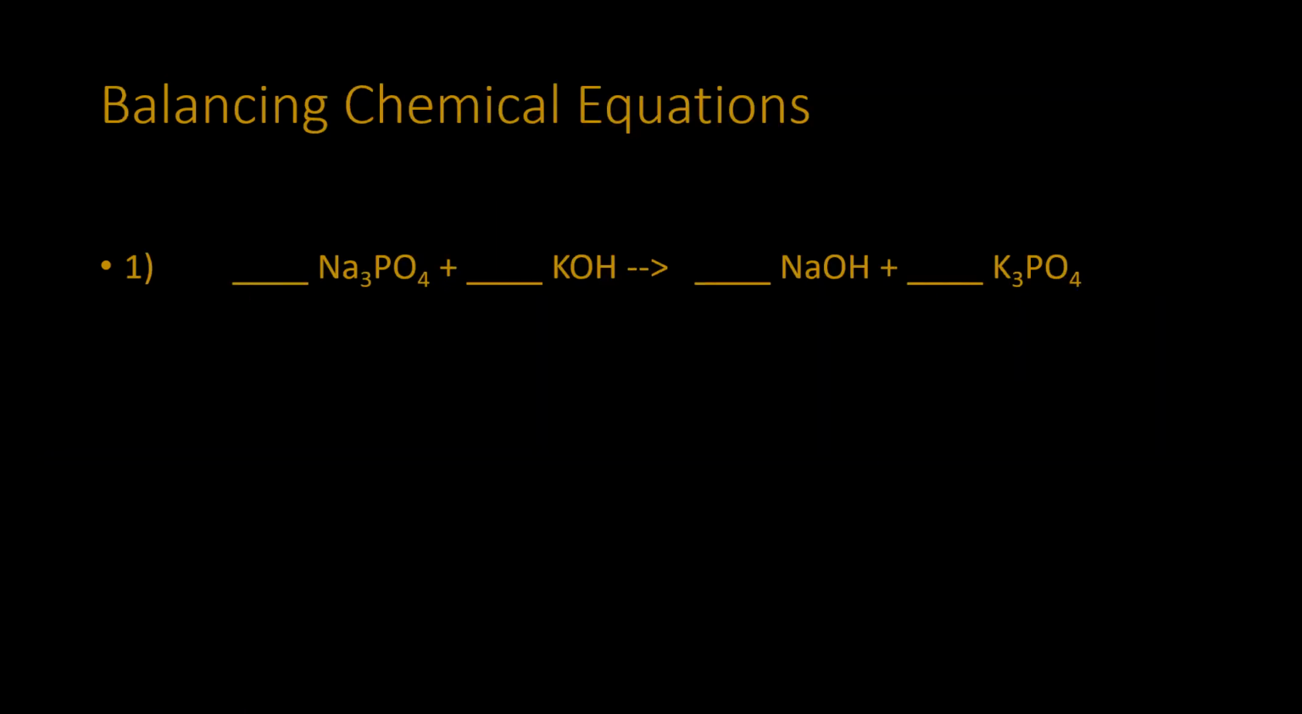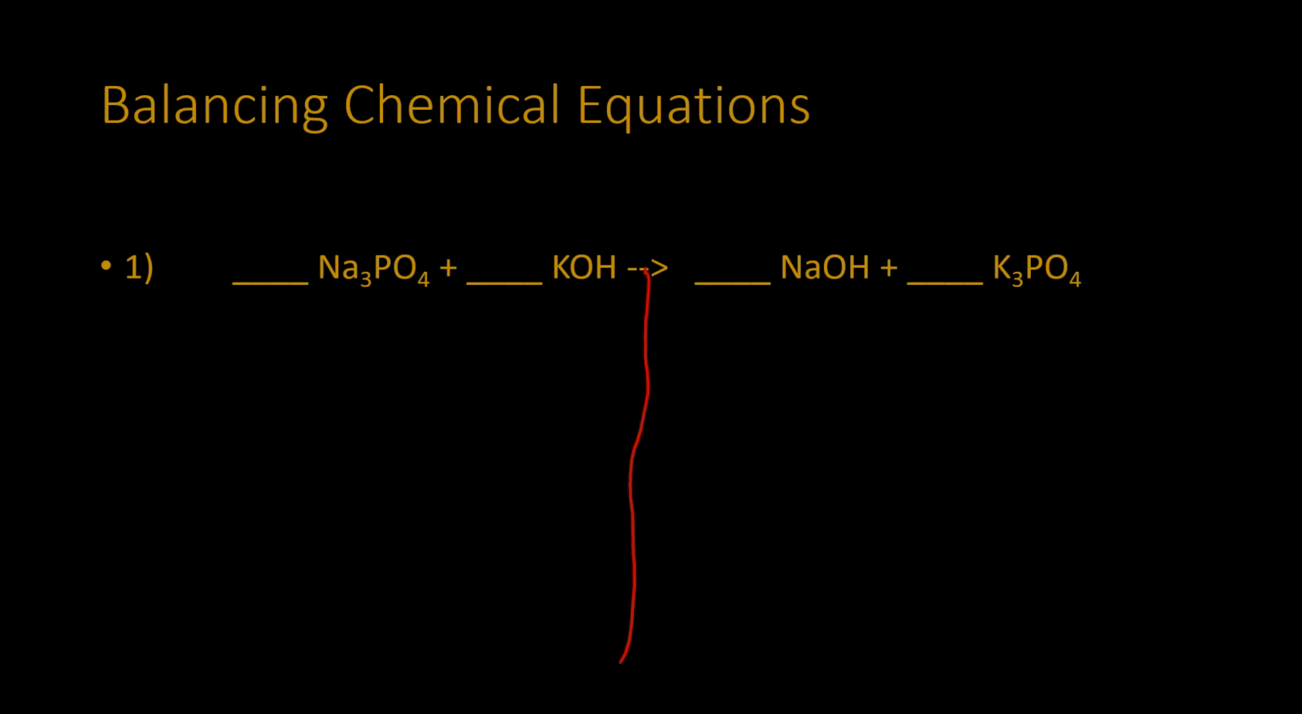Okay, so the next thing we have to be able to do is balance a chemical equation. The law of conservation of mass says that what we start with, we have to end with. We can't destroy it. We can't make it up. It can change. It can rearrange itself, but it's all got to be the same number. What we start with, we have to end with.